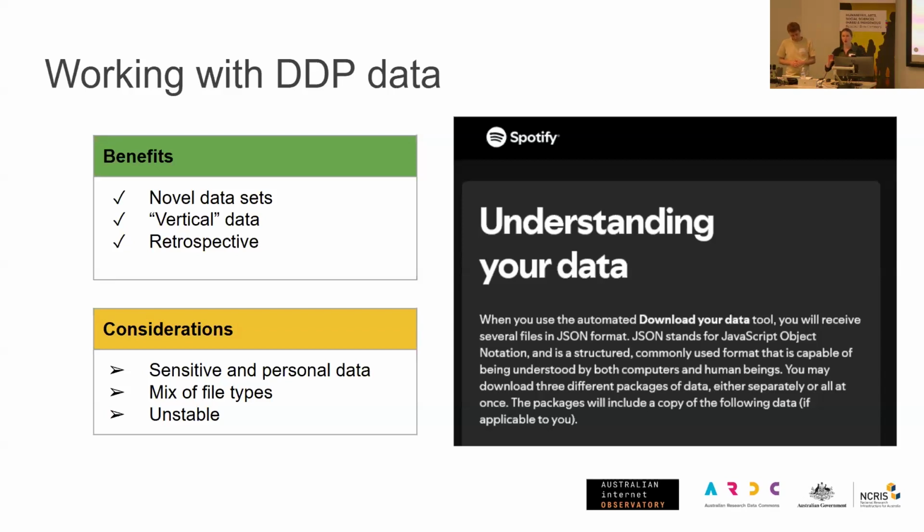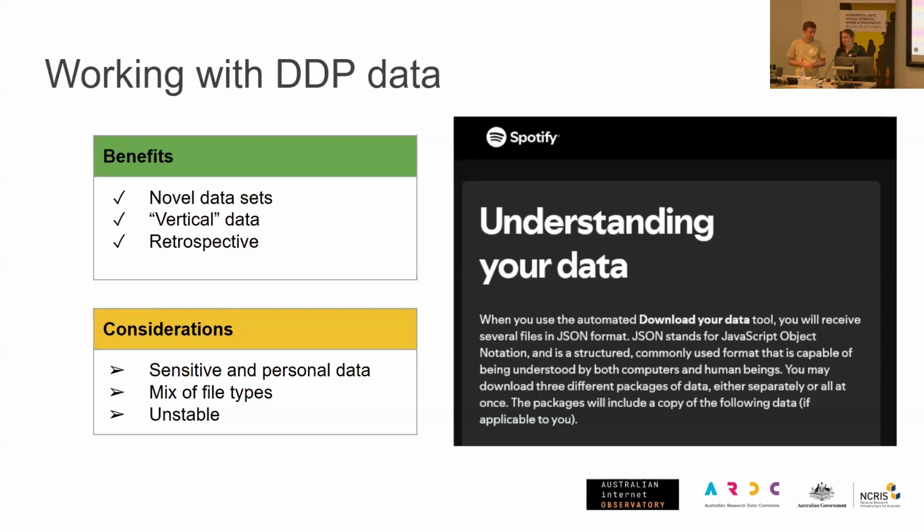So instead of horizontally cutting across, let's say, a hashtag, it's vertically looking at one single user. And it's a retrospective kind of history of this user's engagement with a particular platform. So rather than doing, let's say, a tracking study where users might adapt their behavior after the study starts, DDPs are a history. So it is your true engagement with that platform, your true history.